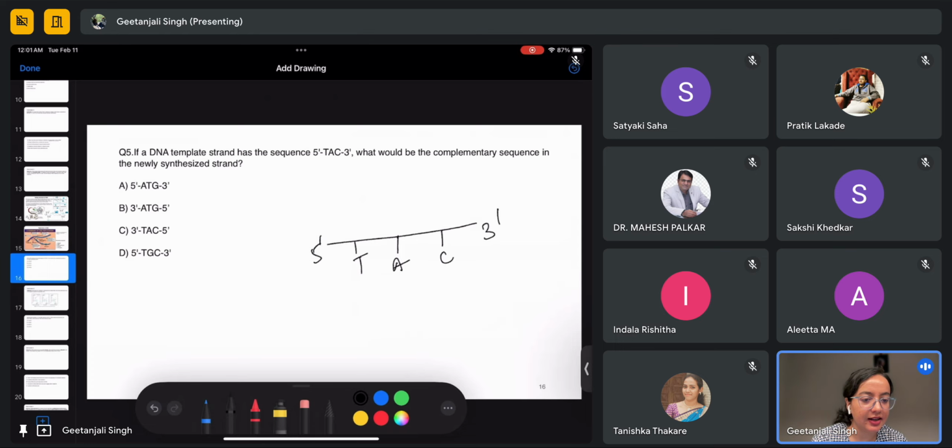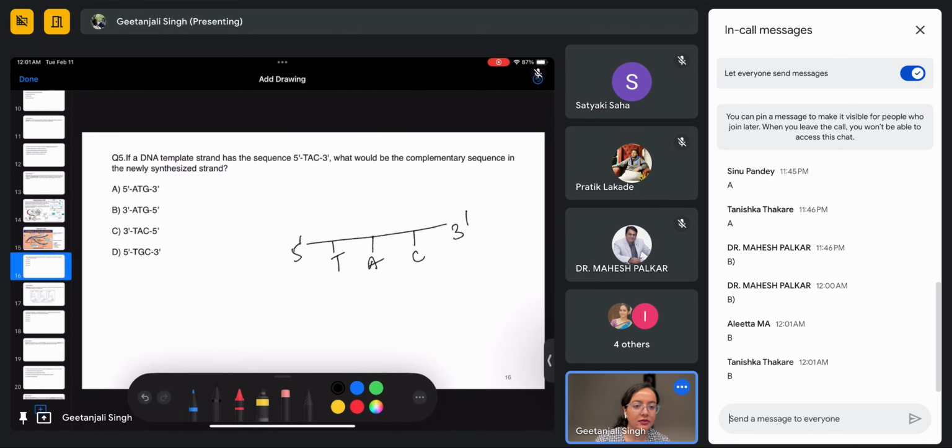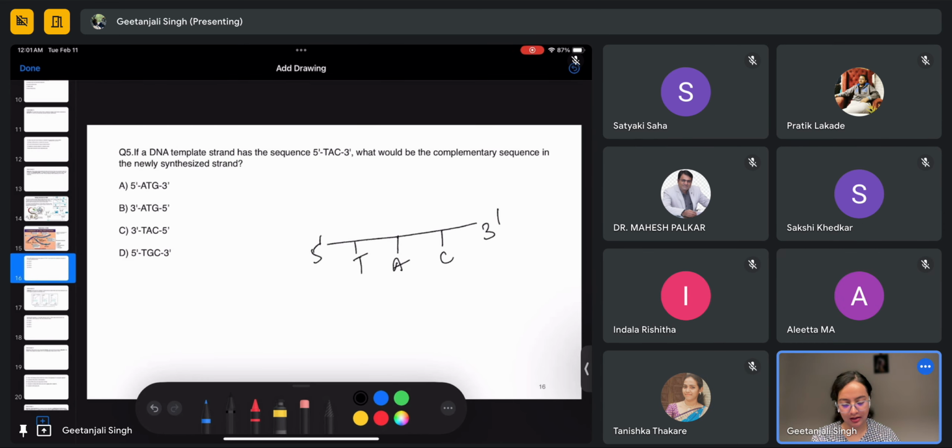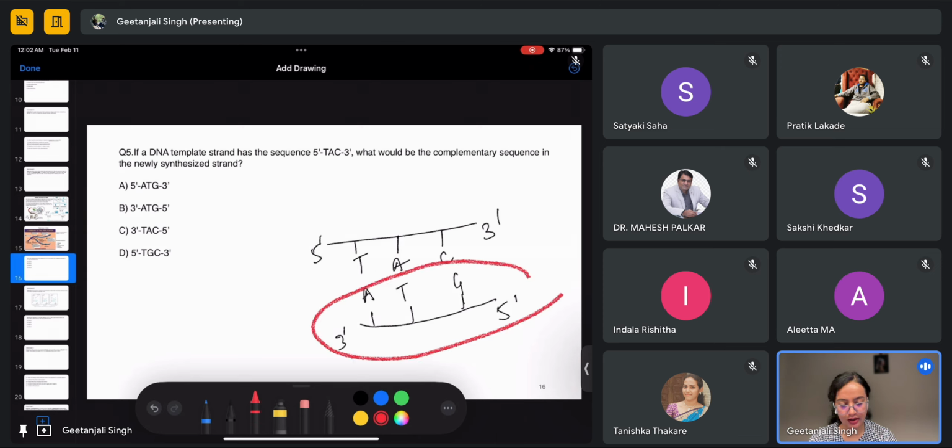Good, I can already see the answers coming. So, this was the sequence we were given. Complementary to T would be A, to A would be T, and to C would be G. And because they are complementary, this one would be 3' to 5'. So this is what our answer is.